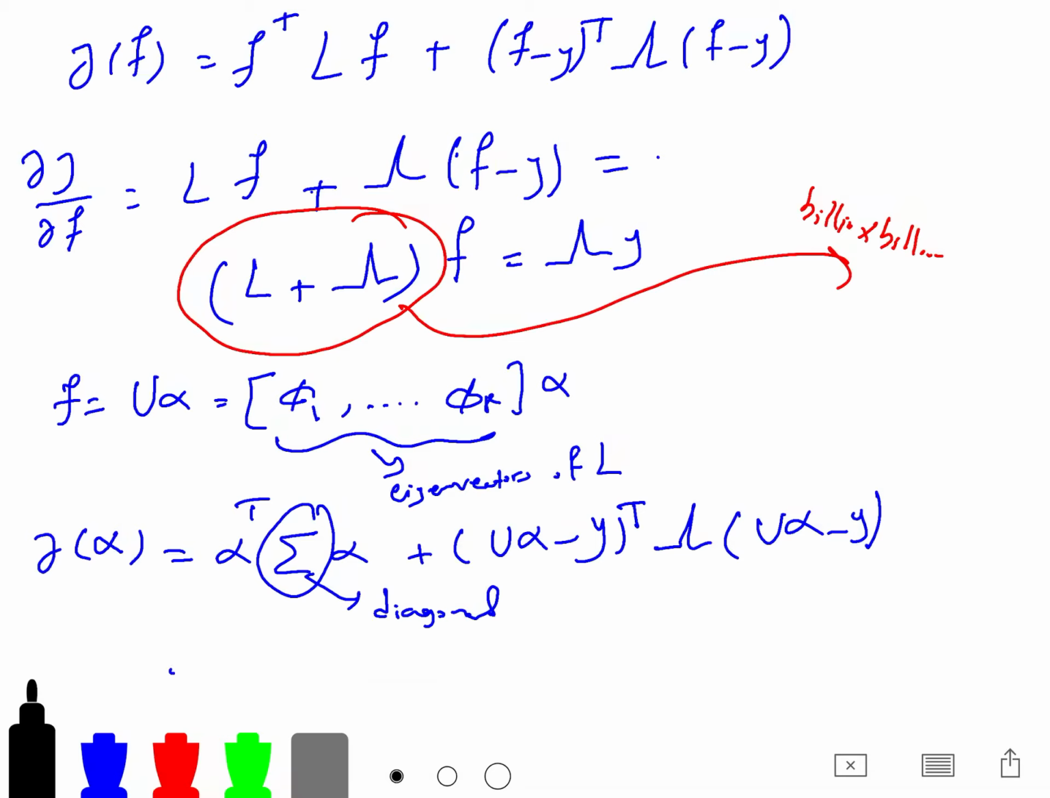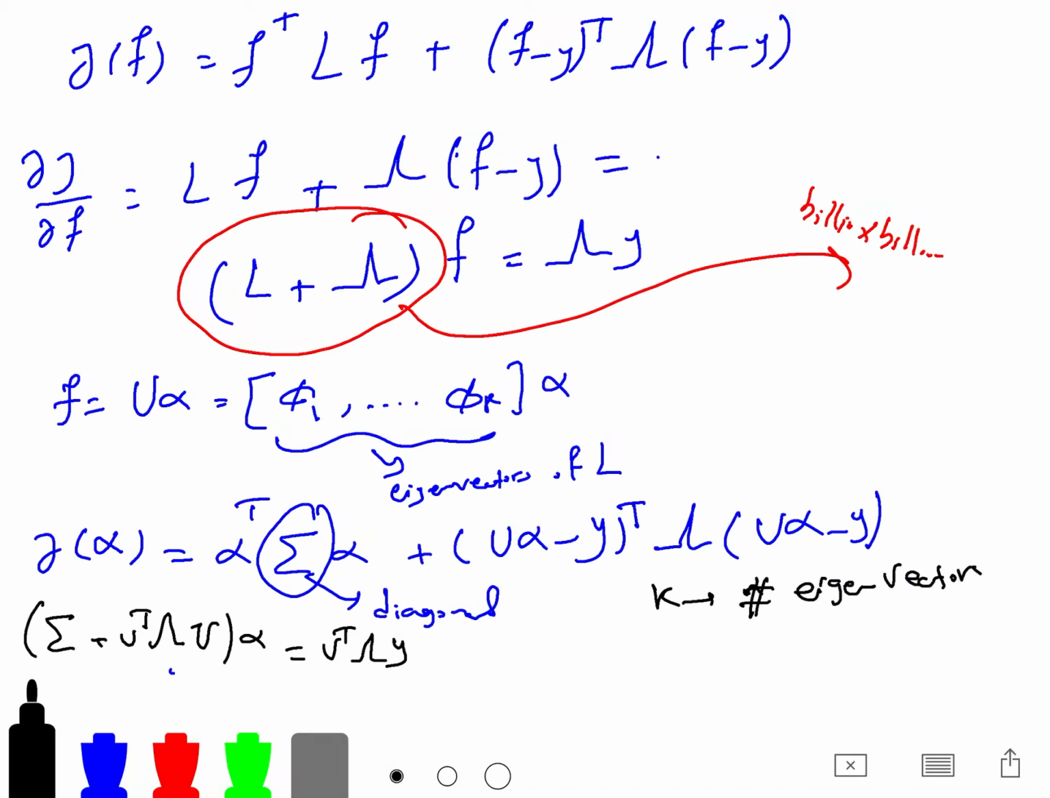So I can write it as sigma plus U transpose alpha U lambda U alpha is equal to U transpose lambda Y. And this is a K by K matrix. I mean, K is the number of eigenfunctions, eigenvectors. Here we are dealing with matrices.